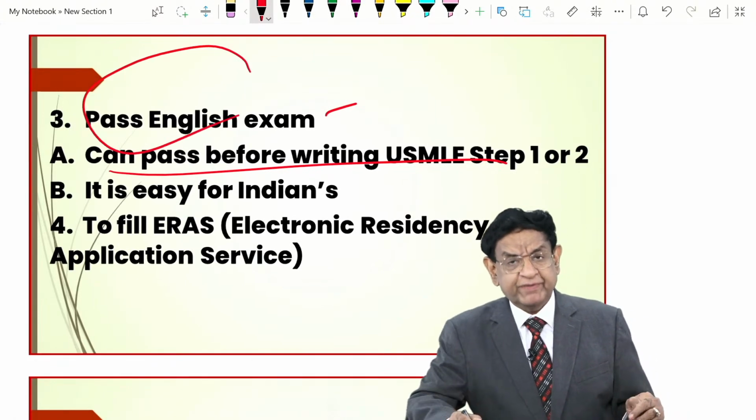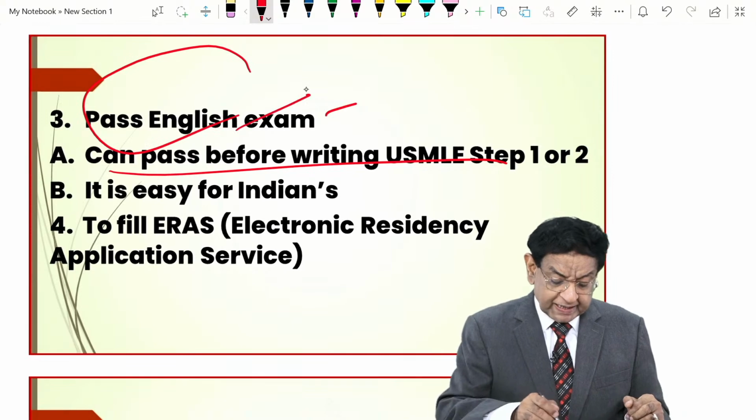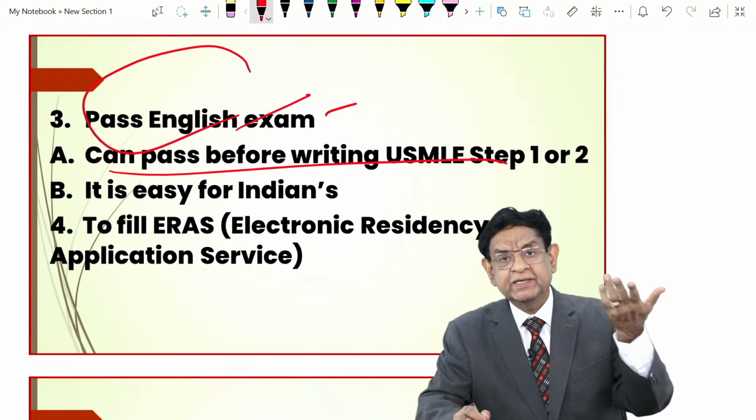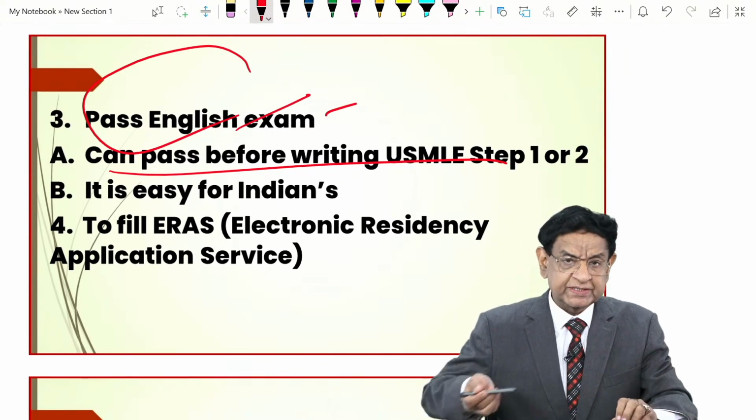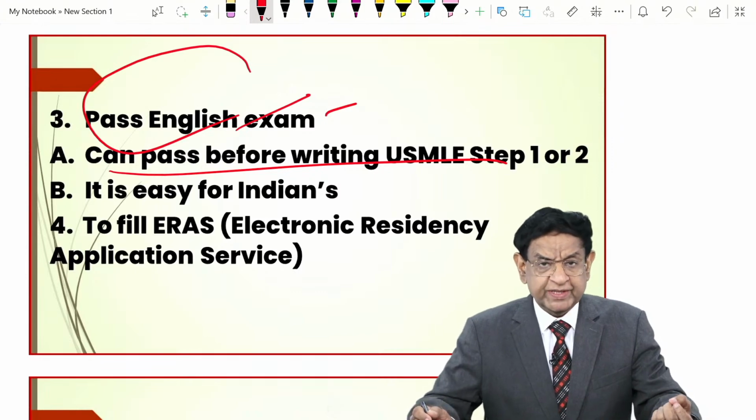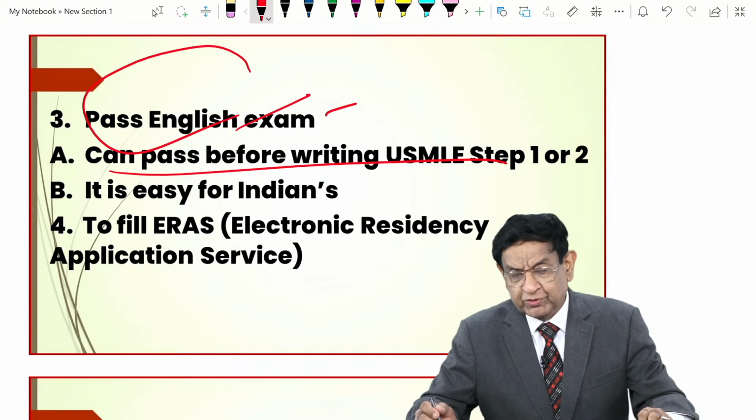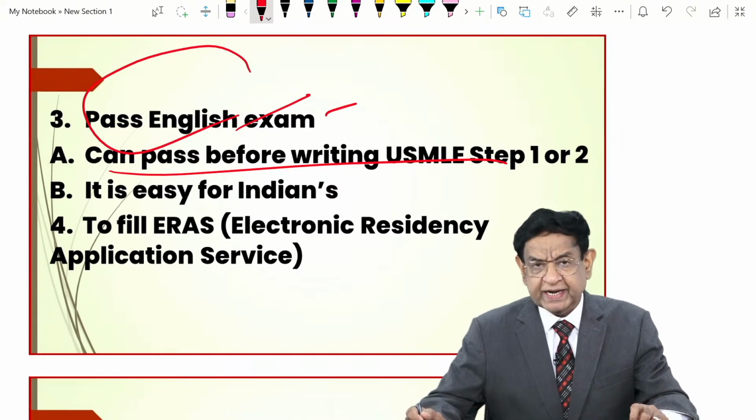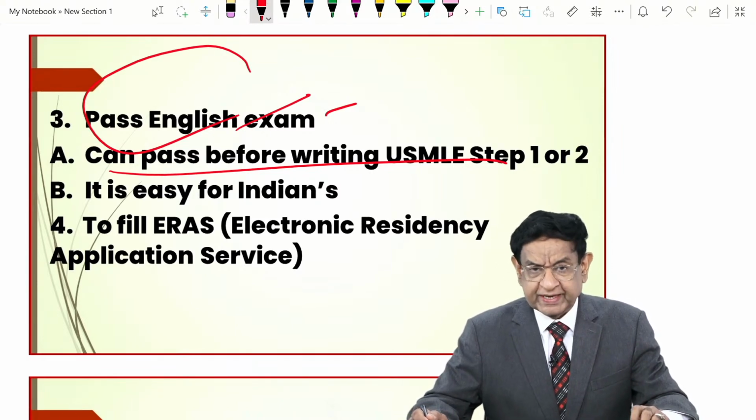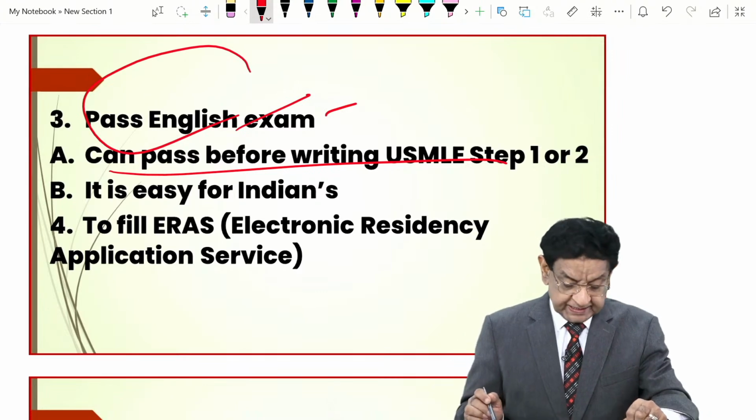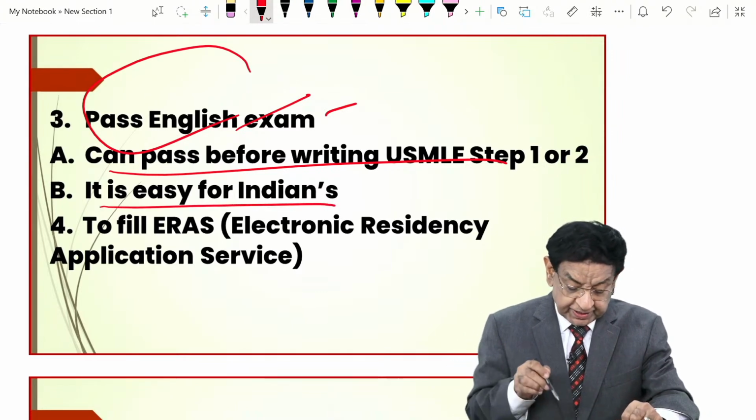Because we Indians have good English. The problem lies with those from China, Thailand, Vietnam or other countries where they don't speak much English. So they have difficulty, but for us, we have been taught in English, so we don't find any difficulty, though it's mandatory to pass the English exam. It's very easy for Indians.